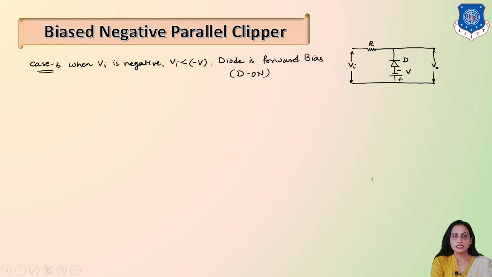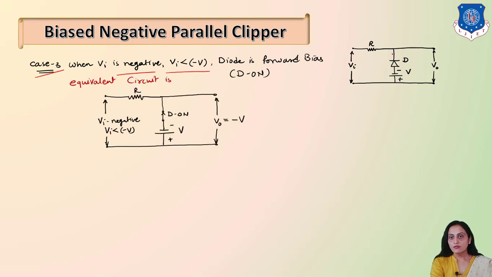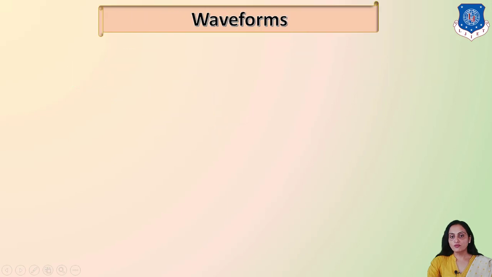Now we will see case 3, where we have considered the input is negative and less than minus V. When the input, that is the voltage over here, is less than minus V, the cathode is more negative than the anode. So the diode is on and it is shown with the closed switch, and you will find that as the diode is on, the output voltage is directly connected to this battery, and that is minus V. That is why the output voltage for this particular duration is minus V. And now we will see the waveform for this.